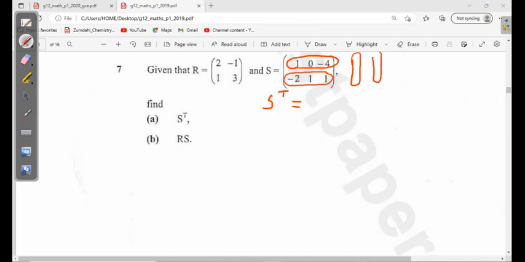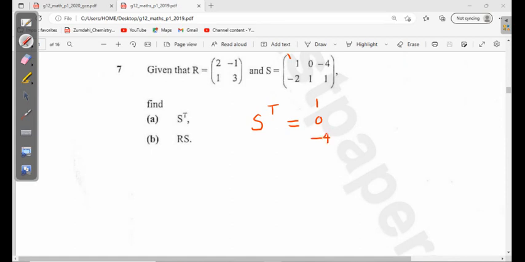So we write S to the power T is equal to, we are going to have the first one here is 1, the one which follows is 0, it will be down, the next one is negative 4, it will also be down. We are done. And then these ones here, we're going to write them second. The first one is negative 2, and then a 1, and then a 1. Just put them in a matrix like that. So this is the transpose of the matrix S. That is how you write the transpose.